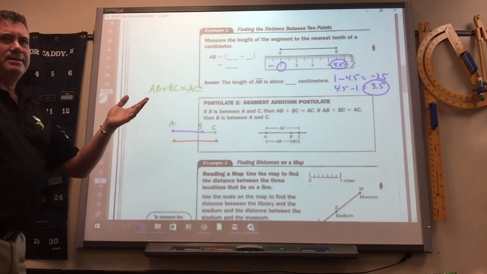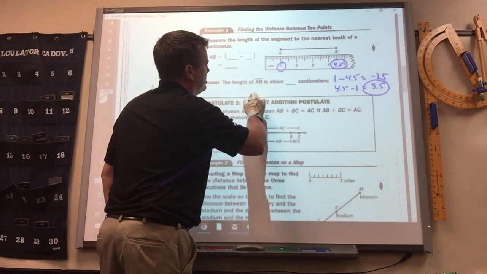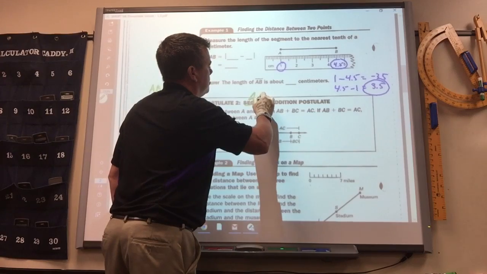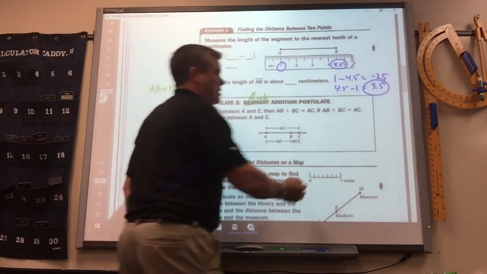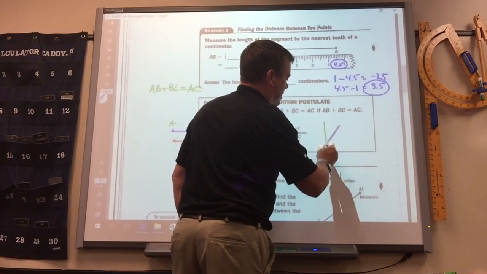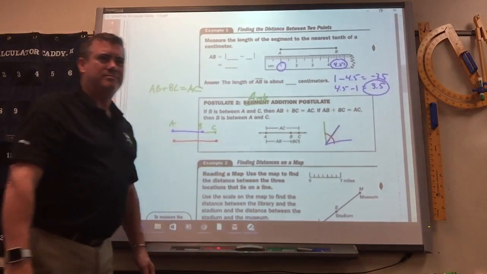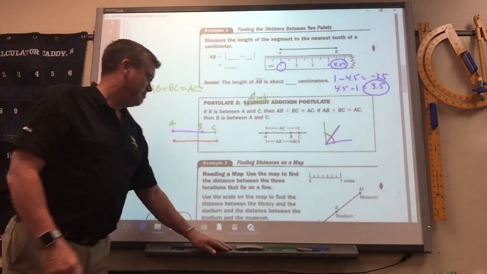Now I'm just going to jump ahead to the next chapter. They have an angle addition postulate. It's the same thing. They're saying if you take one angle and put another angle on it, you have a bigger angle.